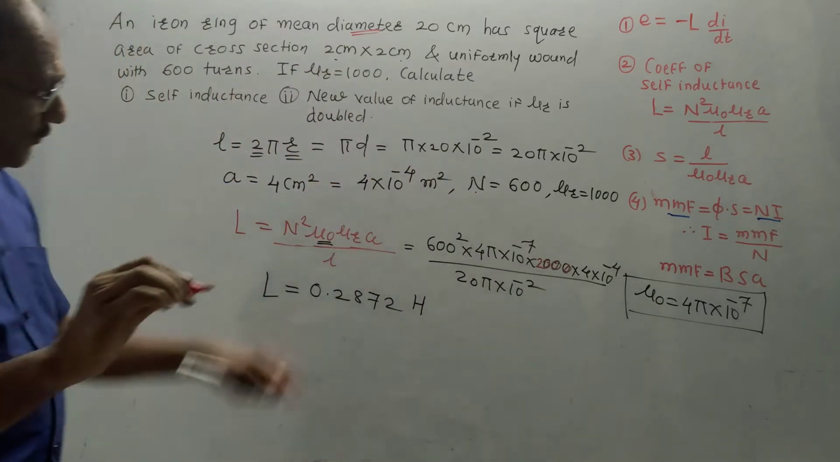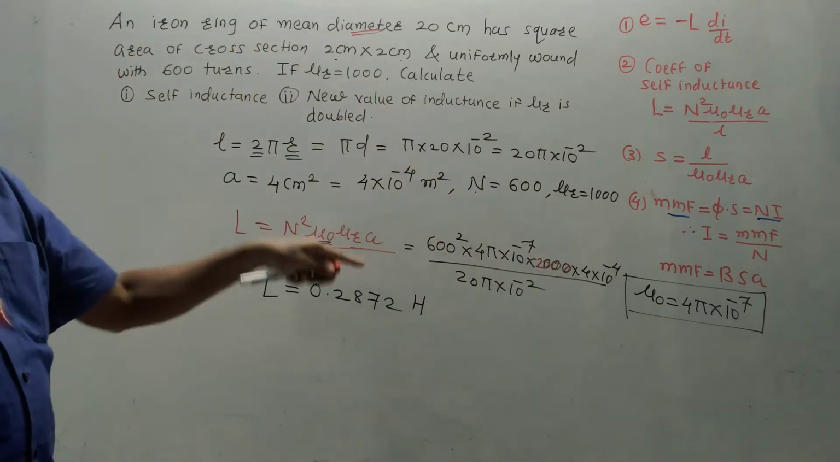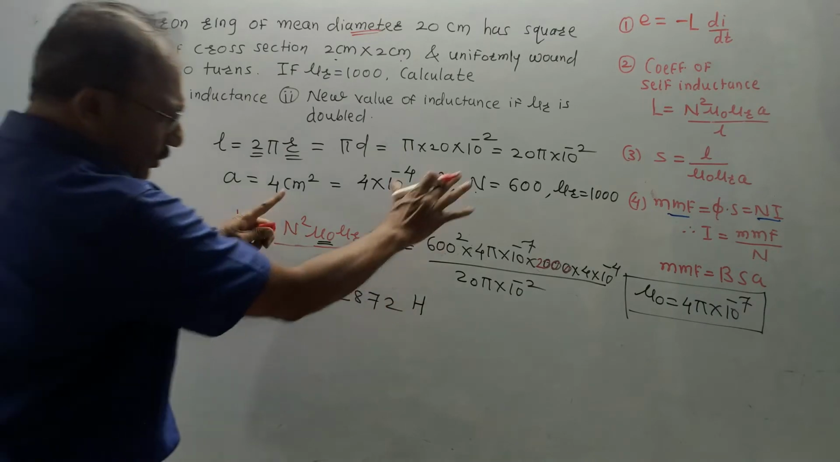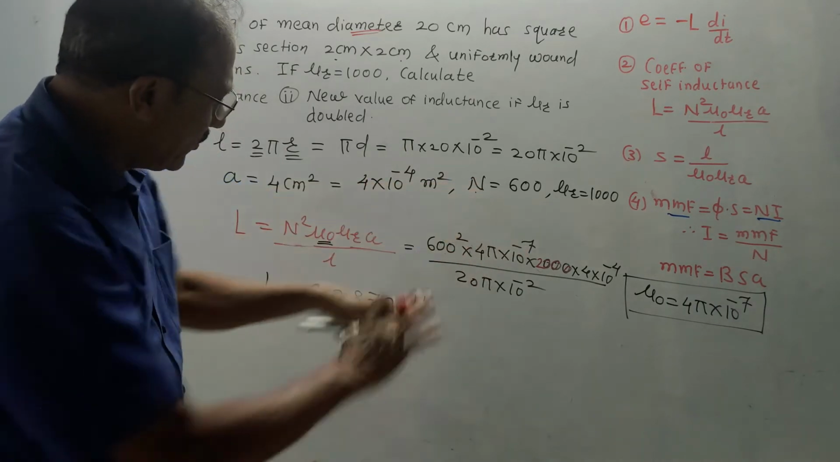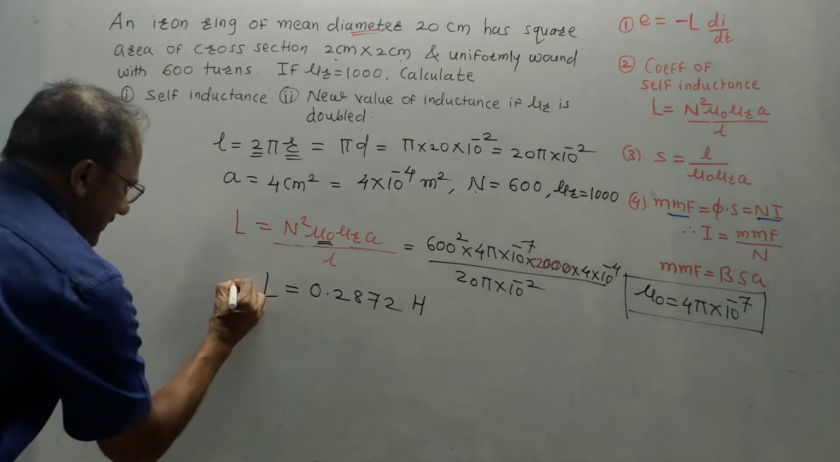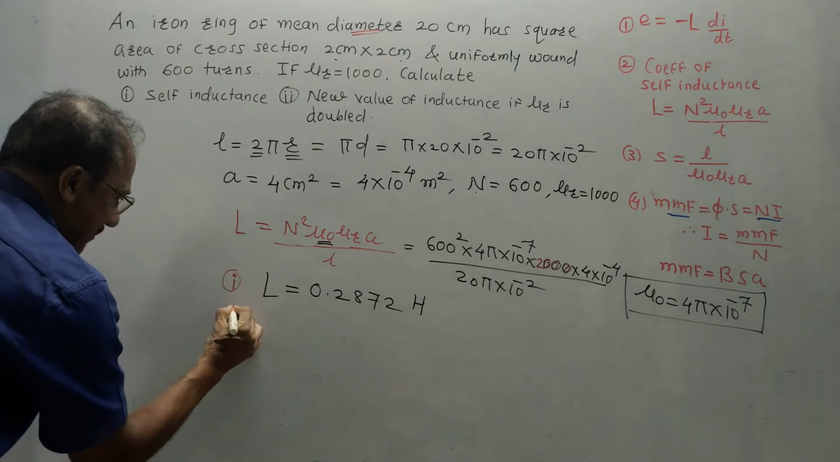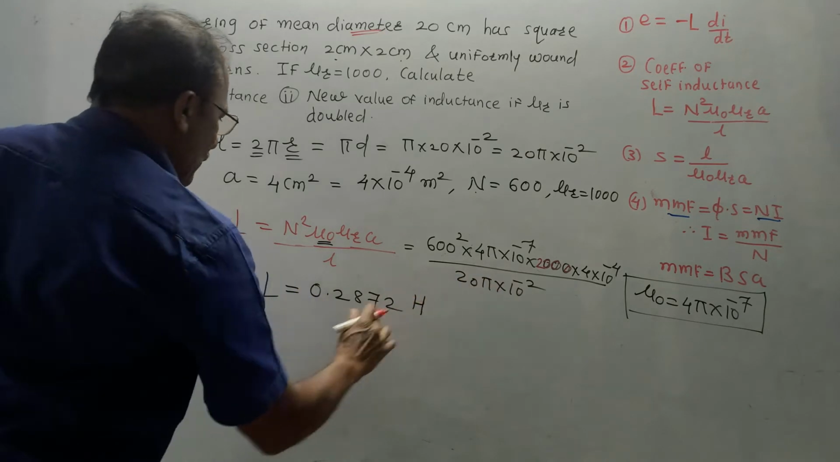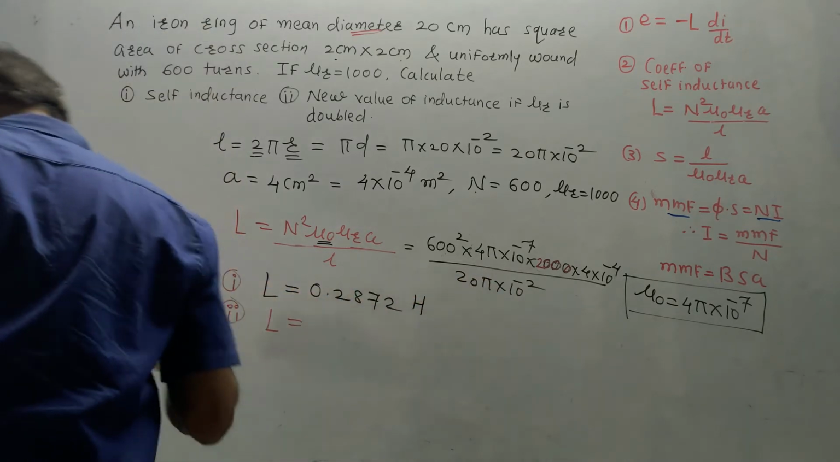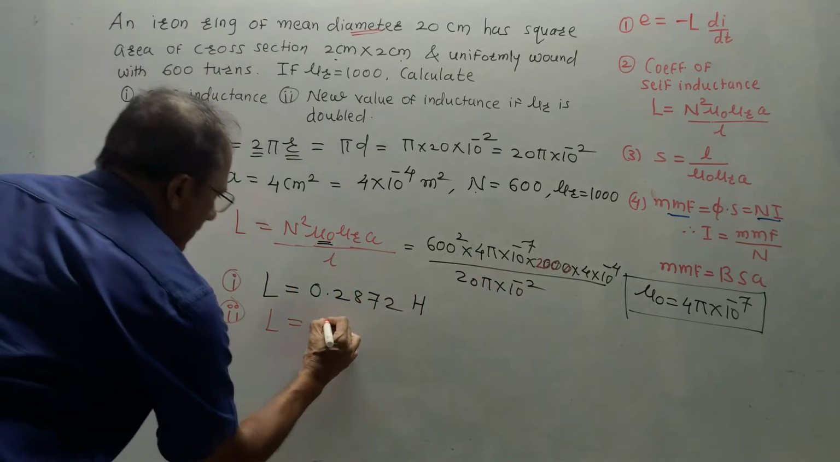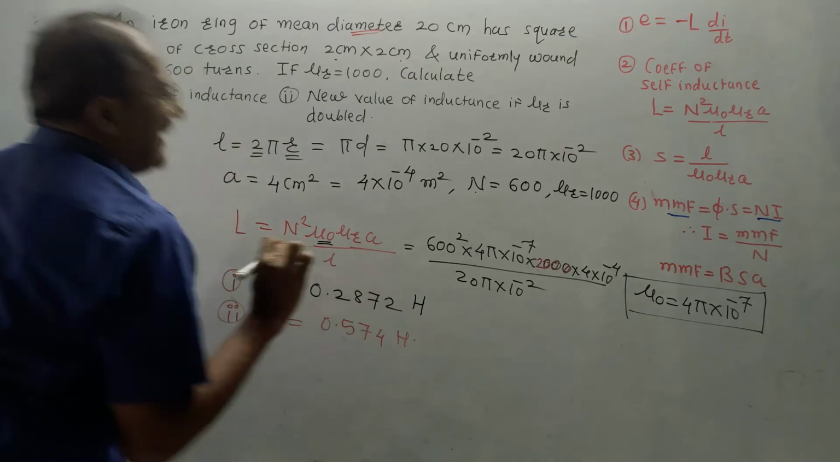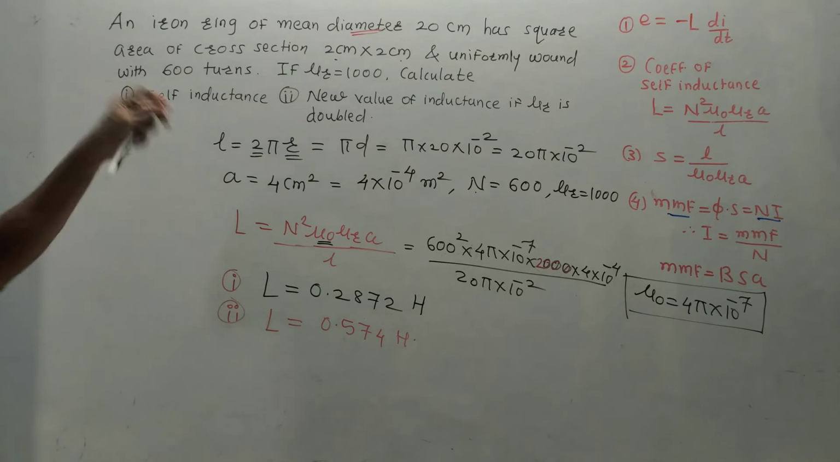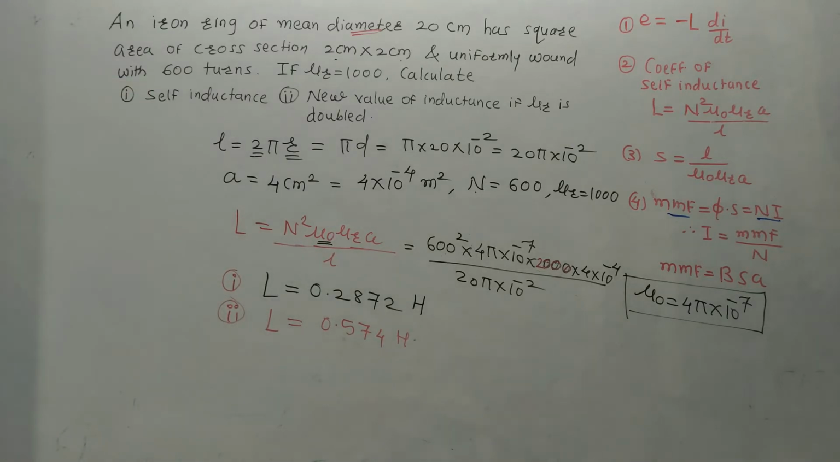That's it. If you don't want to repeat the calculation again and again, a very simple trick. What will be the change? This value will be doubled. Even if you cross-check it on the calculator, you will get the same thing. So this is the answer of the first part. For the second part, simply this value will be doubled and you will get the direct answer as 0.574, unit is Henry. Let us solve one more numerical related to this.